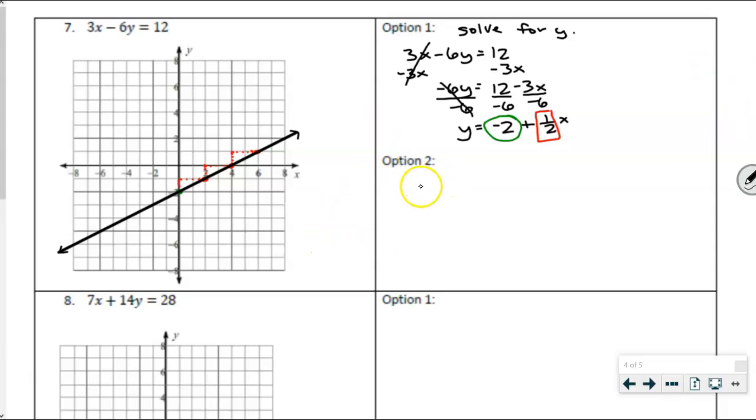Okay, option 2. When I use option 2, you have to remember we have to do this twice. We have to do once where we're finding the X-intercept, let me do that in purple, and once where I'm finding the Y-intercept. X-intercept. What do I remember about X-intercepts? Turn and tell your neighbors. What do I remember about those X-intercepts?